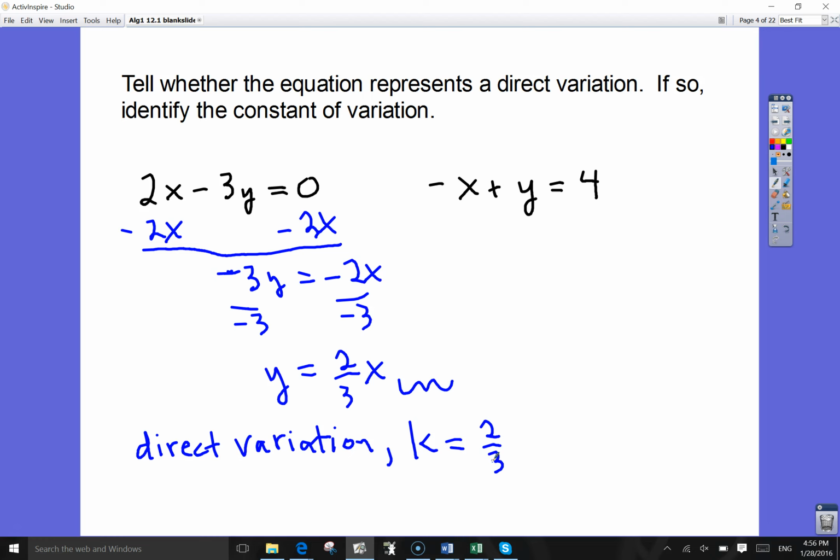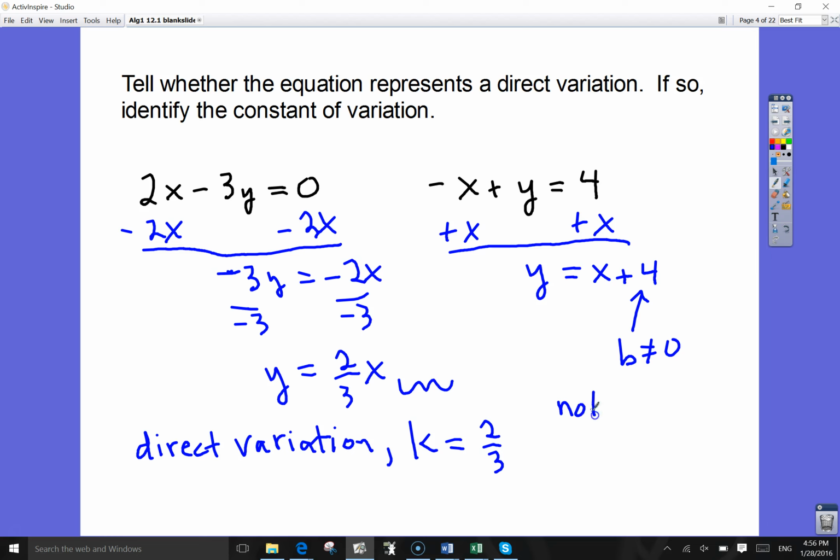Okay, let's try to do the same thing with the second. Again, in order to know whether this is a direct variation, let me put it in slope-intercept form. Let me add x to both sides. y equals x plus 4. And now you can see that b does not equal 0. So this is a linear relationship, but it's not a direct variation. Not direct.